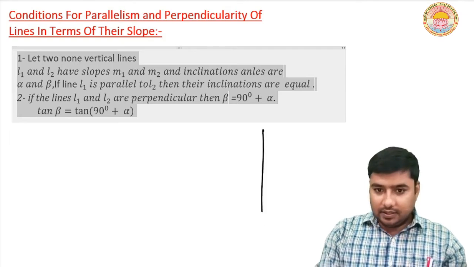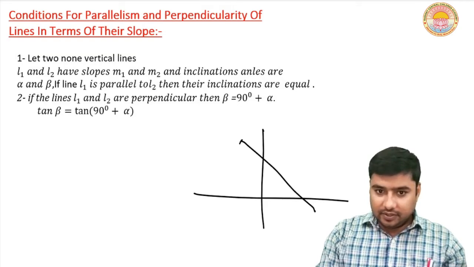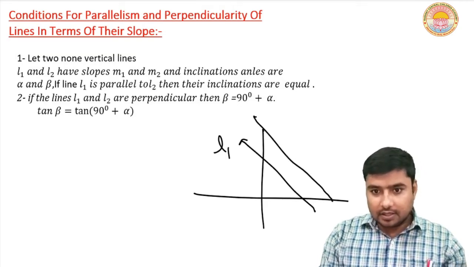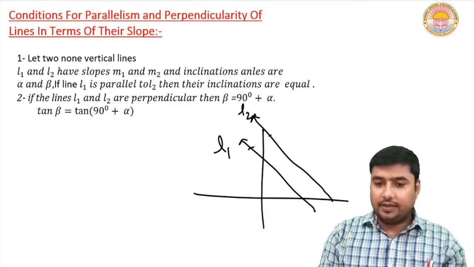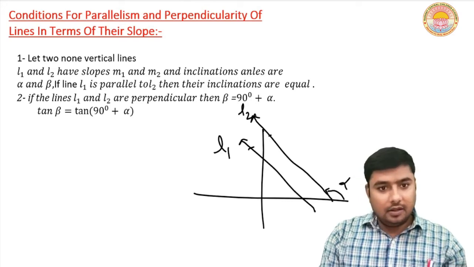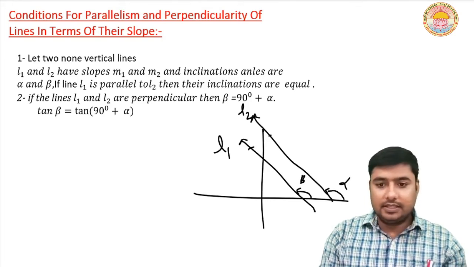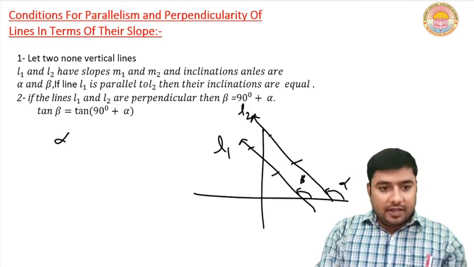If we draw this line, that is L1, and second, this is L2. This line is parallel to this line. That means the angle of inclination is alpha and the other angle of inclination is beta. So both angles are equal because these two lines are parallel and this is the intersecting line. That means alpha equals what?